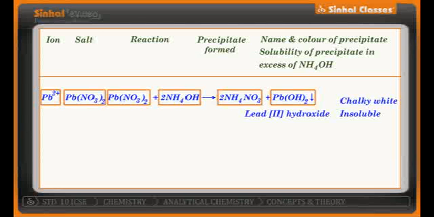So now you know the difference. If you take lead nitrate and treat it with sodium hydroxide, you get a precipitate of lead hydroxide which was soluble in excess of sodium hydroxide. But the same precipitate is insoluble in excess of ammonium hydroxide.